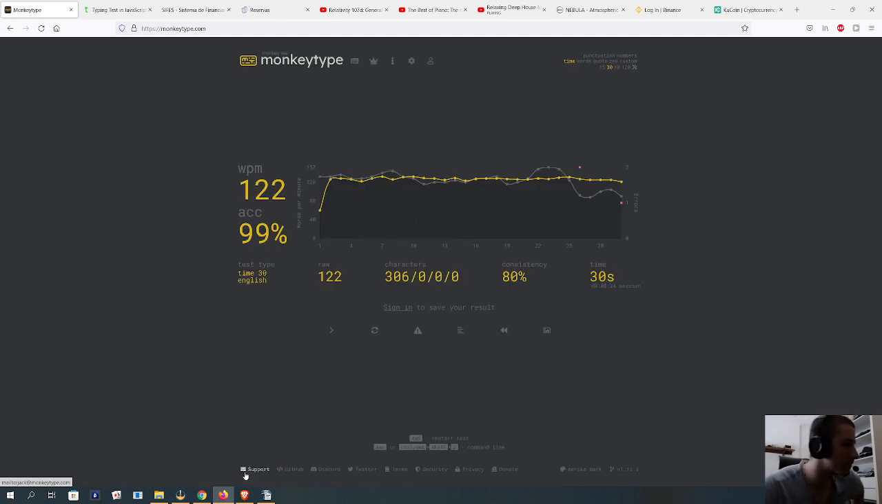For some reason I can't get beyond 130. I just got stuck at 120.